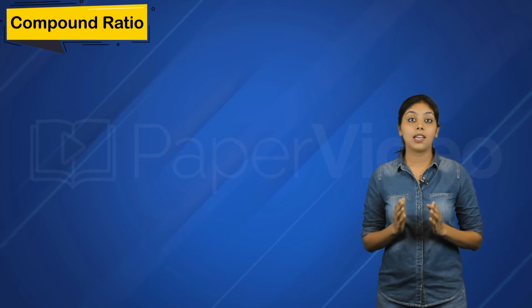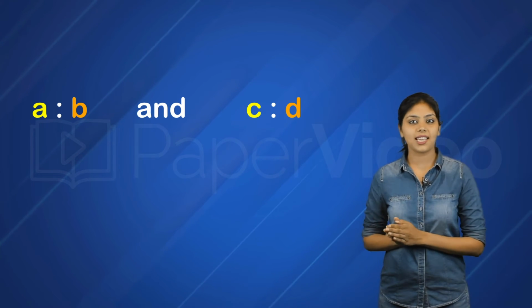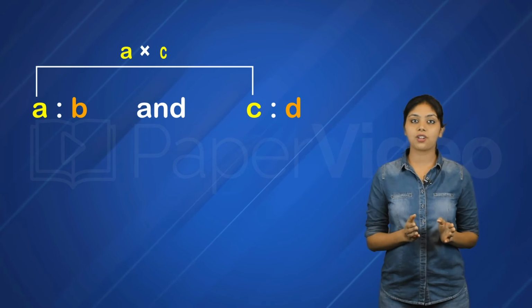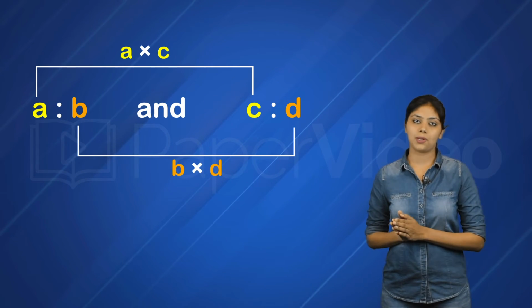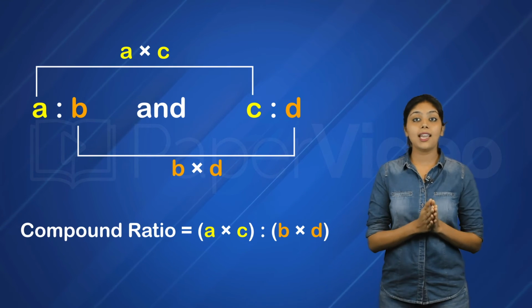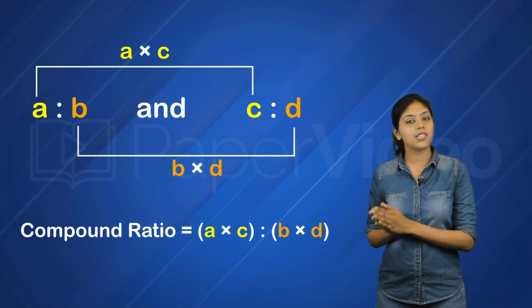The first type of ratio is compound ratio. If we have two ratios, that is A is to B and C is to D, then their compound ratio is given as the ratio of the product of the antecedents and the consequents. This means that compound ratio equals A into C is to B into D.